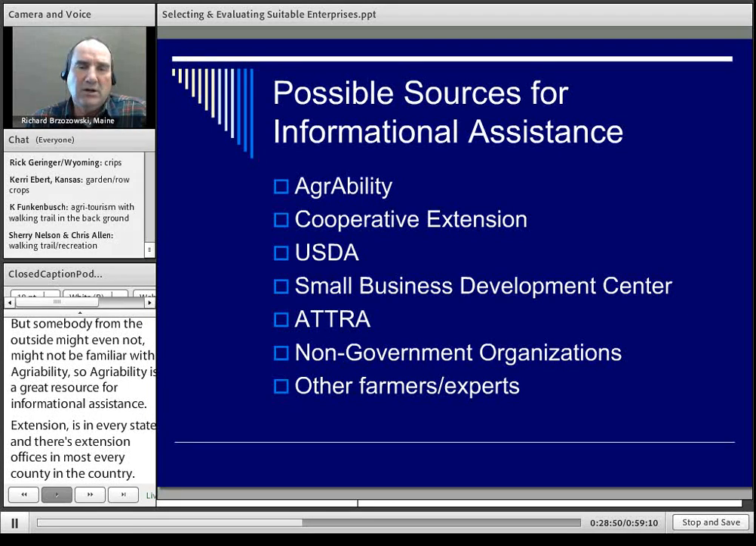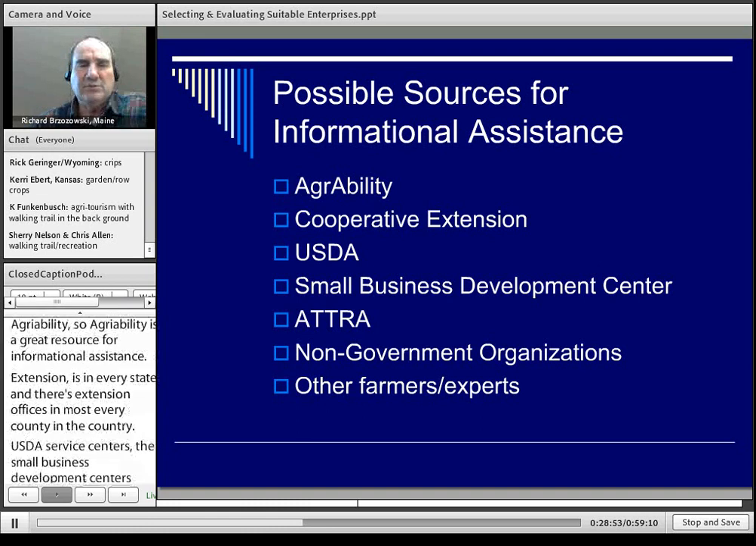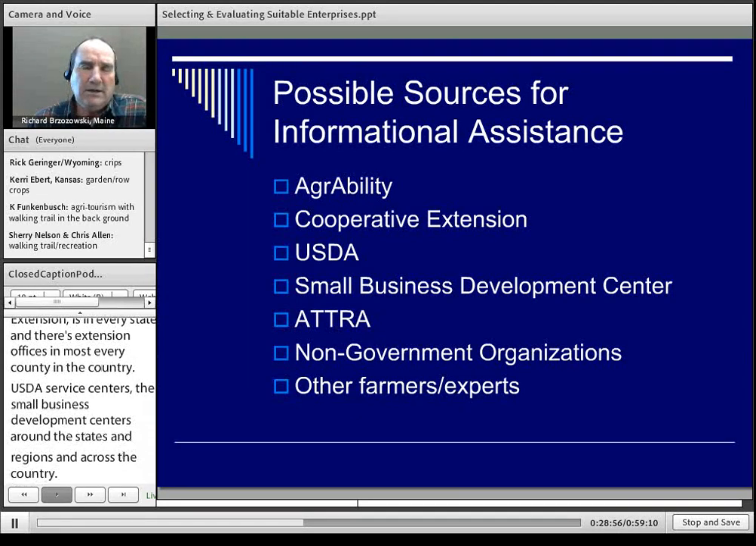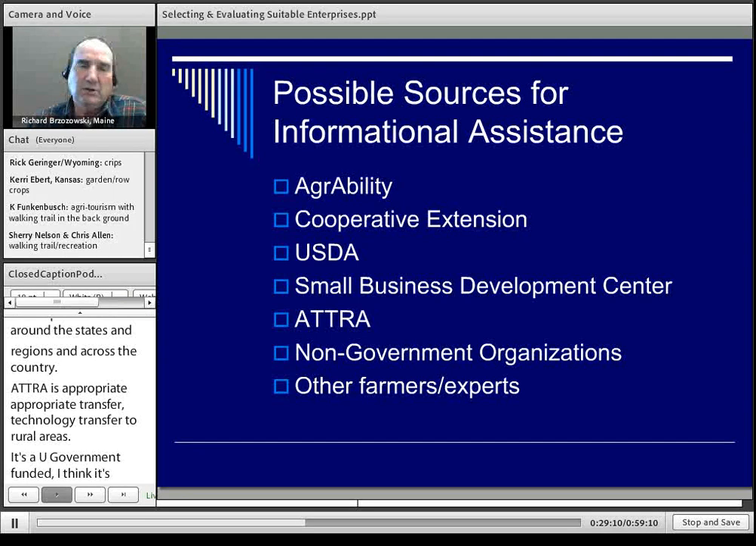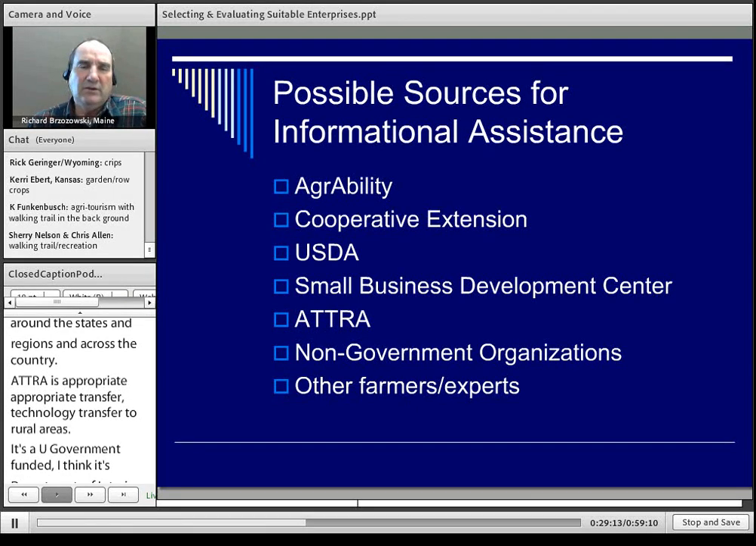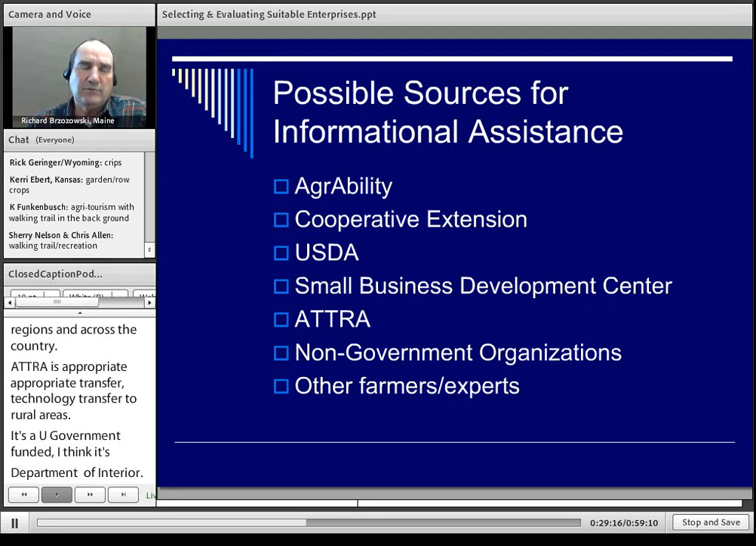It's a US government funded program, I think it's the Department of Interior that runs it, but they do a lot around sustainable agriculture. And if you don't know about ATRA, just Google that and you'll find out what they have available to farmers and people that help farmers, farm advisors. There are lots of non-governmental organizations in every state too that address farm-related issues, and they could be a place for information. And then I always point people to other farmers and people that are producing foods or fiber. These are all great places to get some additional resources.